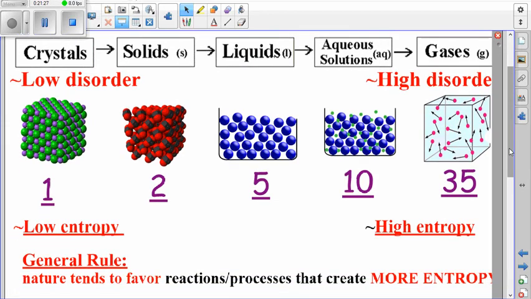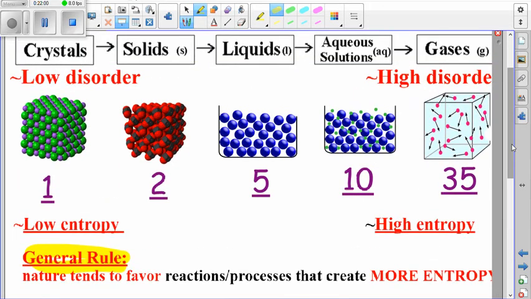Now, general rule. Nature loves reactions that create more entropy. They love to spread entropy. Nature loves to spread entropy. So if we can get a solid to become a liquid, nature's down with that. If we can get a liquid to become a gas, nature is super down with that. Nature loves to spread entropy. Loves it. Winner, winner, chicken dinner. Okay.